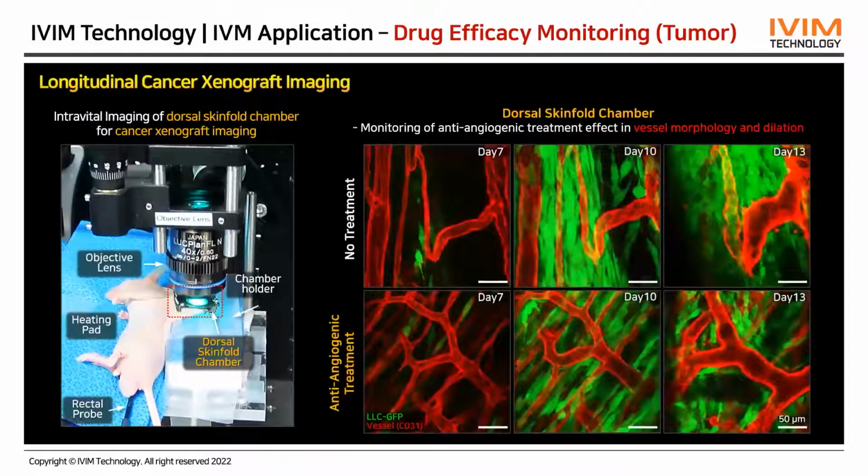And for in vivo drug testing, we generated 2 tumor mouse models with the dorsal skinfold chamber. One was treated with an anti-angiogenic drug, while the other group was treated with a control. And then we visualize the tumor cells together with the blood vessels. Then we can analyze the drug's anti-angiogenic effects on the tumor vasculature. The result shows that the tumor vessels are less dilated in the drug-treated group compared to the normal control group.